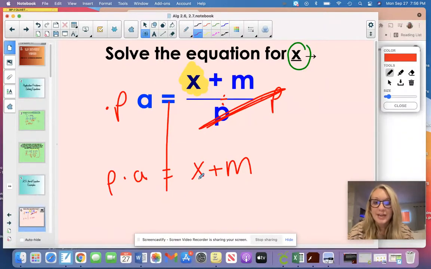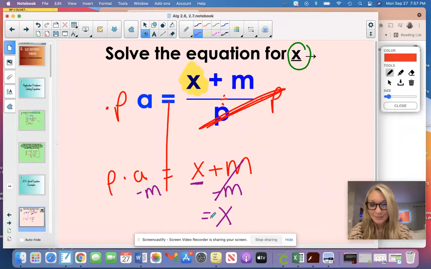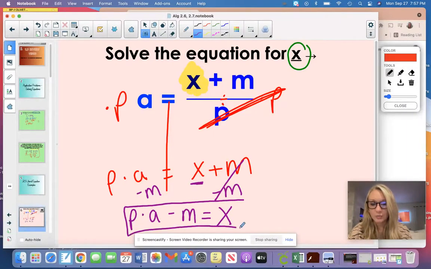Now, we still haven't gotten x by itself. We need to move this plus m to the other side to do so. So the inverse of plus m is minus m. Those go away. Now we do have x by itself, and then you're just going to rewrite this expression nicely. So you'll have p times a minus m, and that is your final equation.